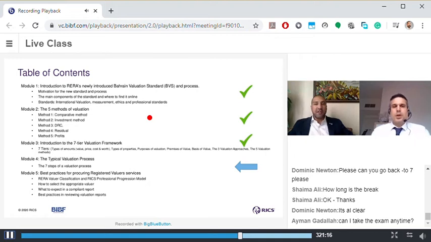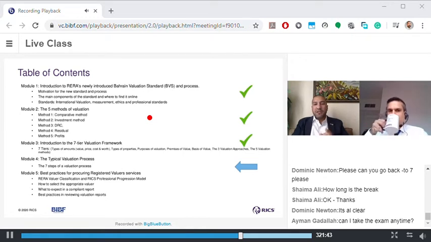About the 5 methods of valuation. I know some people have voiced their concern to me that they're overwhelmed with the level of detail. I can assure you that's just scratching the surface. But I hope the takeaway message here is to understand that there are 5 methods, understand what they're called, and what's expected from them.